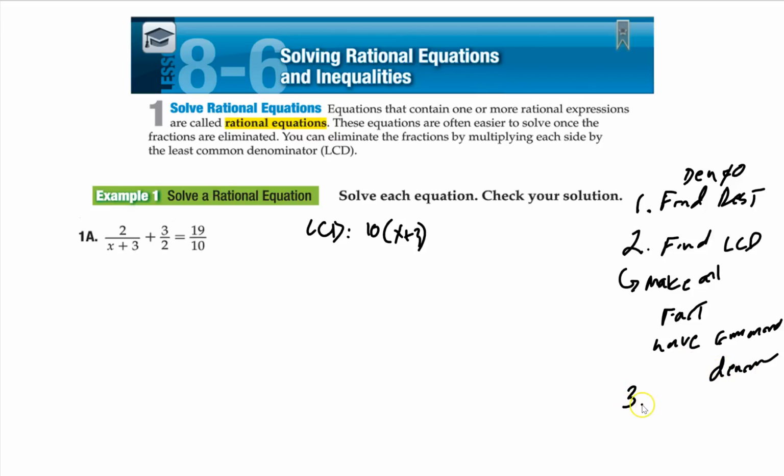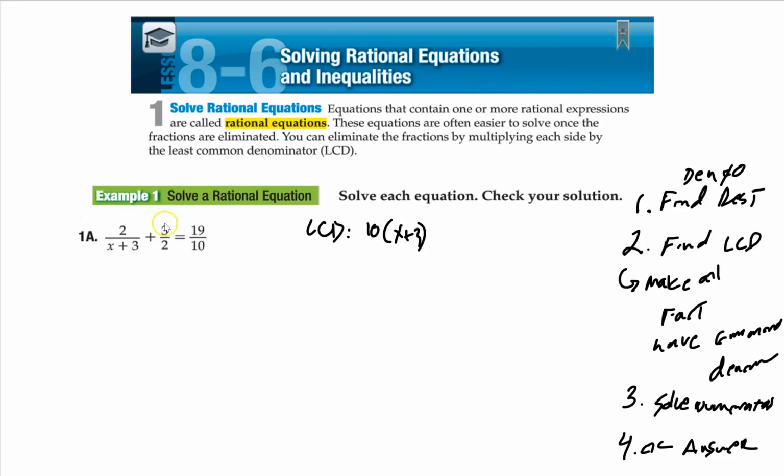Once you get them all to have the same LCD, then all we do is solve the numerators. And then last, we're going to check our work. Check answers. How do you check your answers? Just make sure it's not one of the restrictions. So that's the process. Find your restrictions.